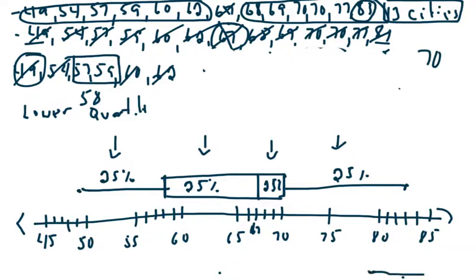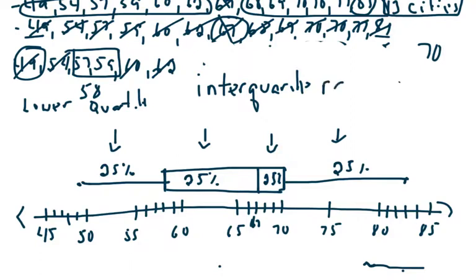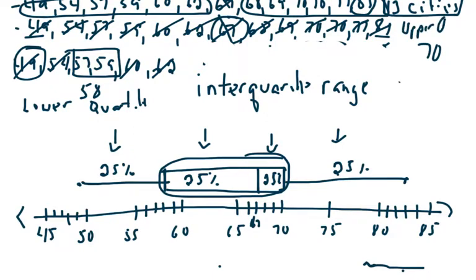They have something called the interquartile range. Interquartile range. Sounds really funny. All it means is the range of this box right here. The range of this box. All you have to do for the interquartile range is take the upper quartile, which in this case was 70, minus the lower quartile, in this case 58.